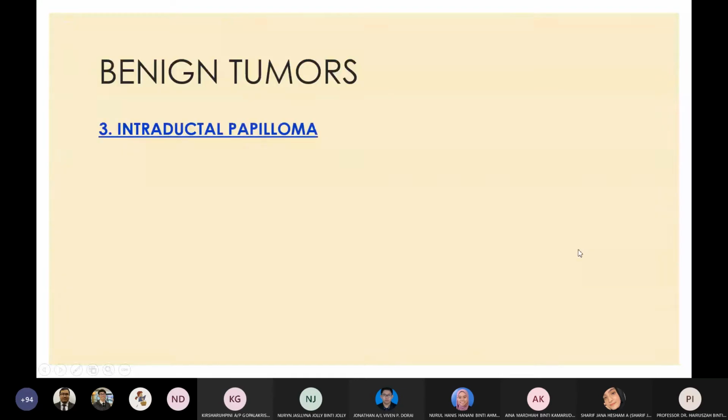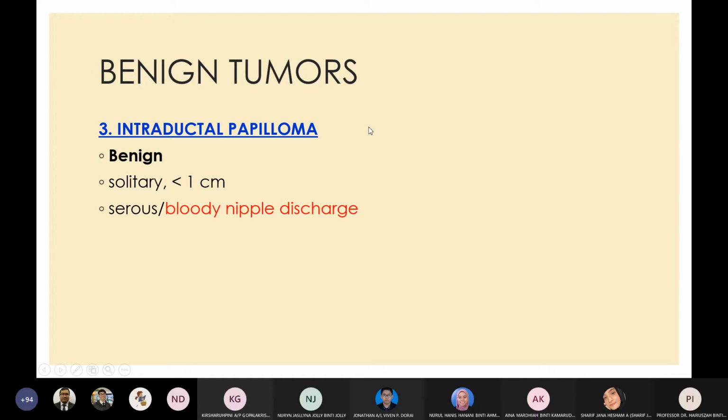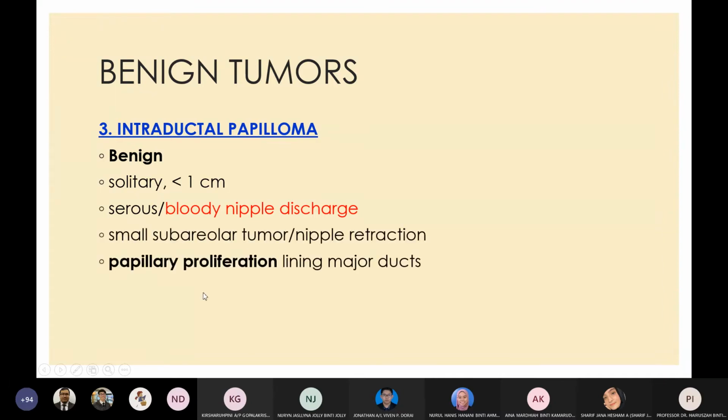Okay. The third benign tumor is intraductal papilloma, not as common as fibroadenoma. It is benign, usually single and very smallish. Usually very, very small. The thing that frightens the patient is they present with bloody nipple discharge without an actual lump that they notice. The lesion is usually subareolar, just beneath the nipple, so sometimes the nipple can present with retraction. That can be confused with a carcinoma, just like what you mentioned earlier. You said nipple retraction, sometimes you see this because it's situated underneath the nipple.